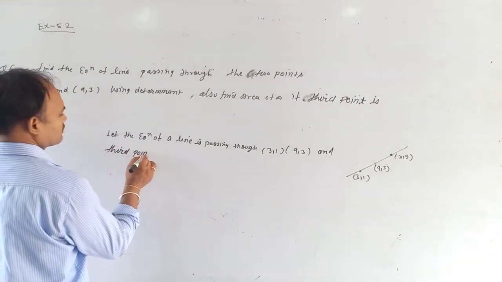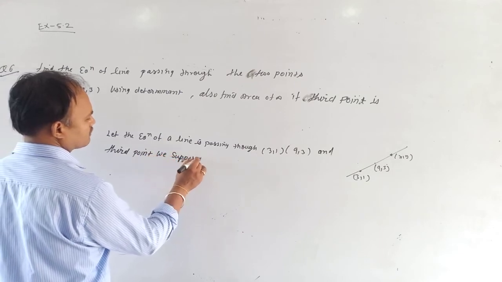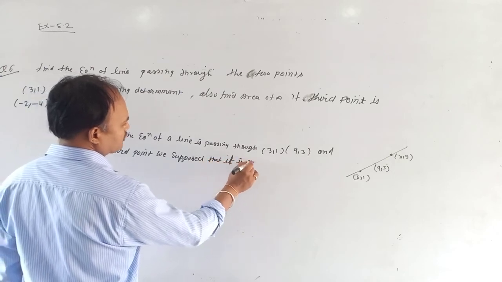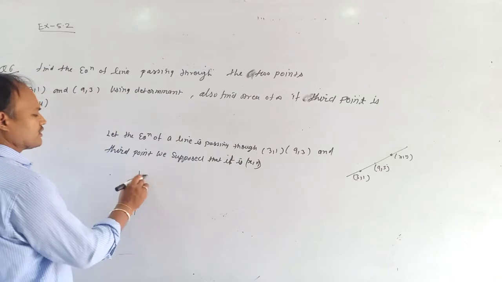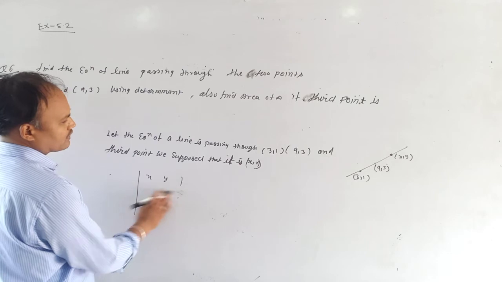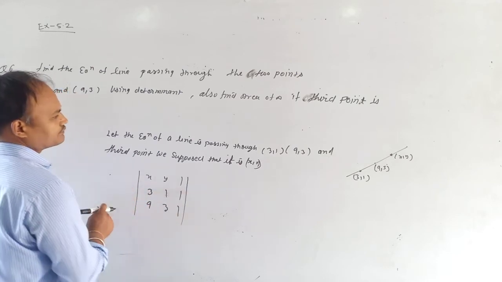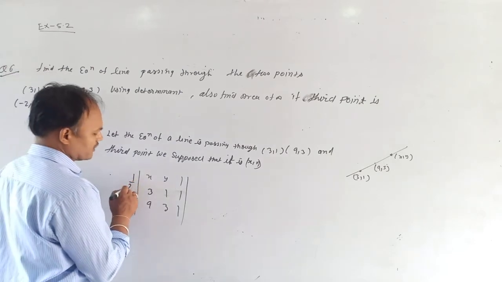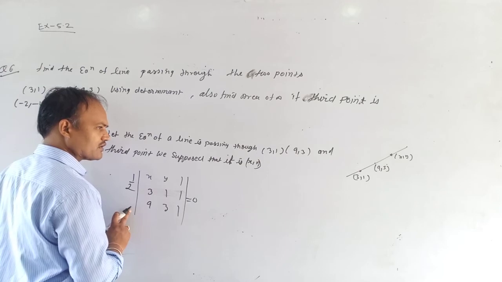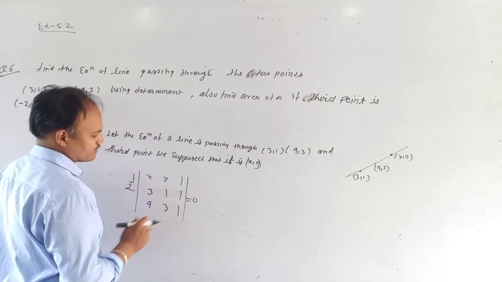The third point, we suppose, is x, y. So what happened? It is x, y, 1 and 9, 3, 1 and 3, 1, 1, and it is the area of the triangle, and it is equal to 0. When we have to find the equation of a line, then we always have to find the determinant, and its value should be 0. So 1/2 is 0, so it is 0.